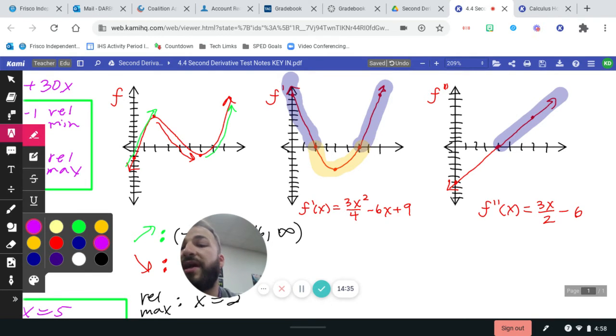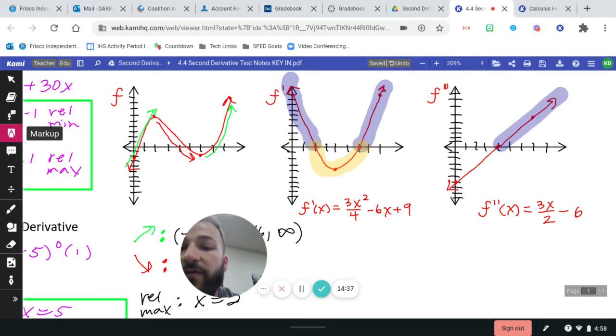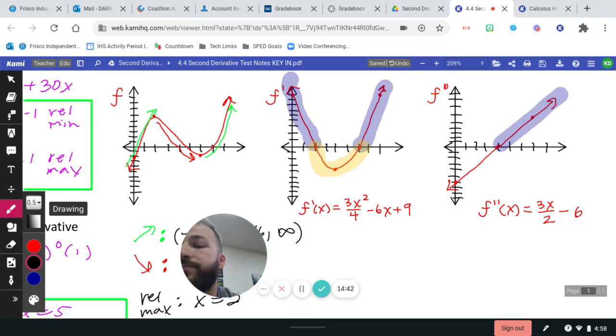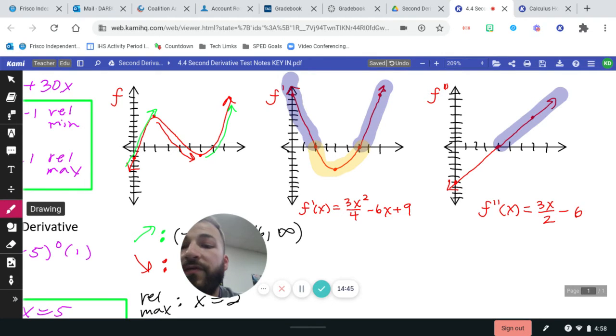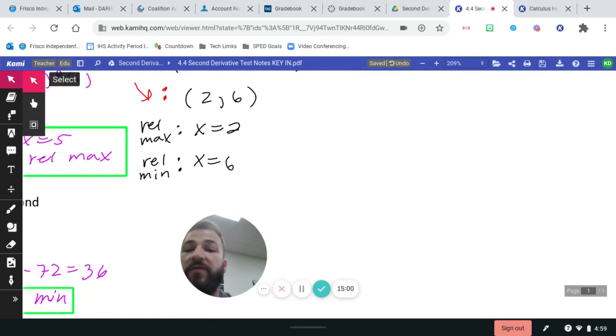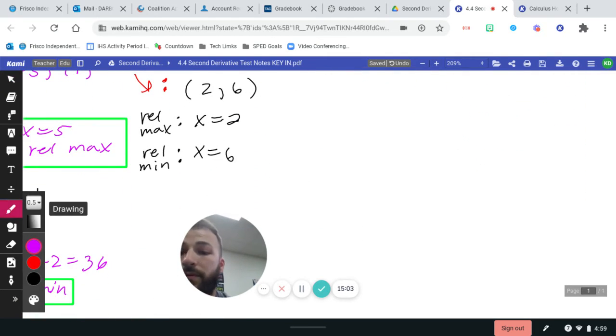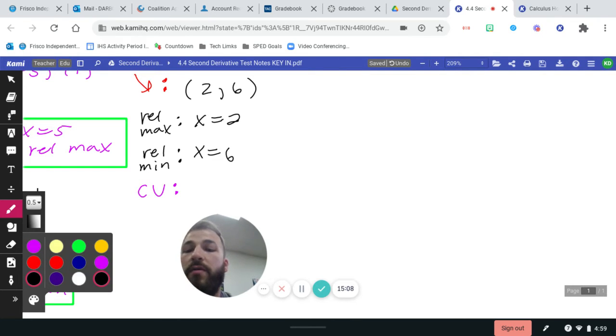f graph should be concave up from about 4 all the way around, which lines up. We can see that U shape from 4 all the way onwards, that upward U shape in our graph. Okay, so down here, the concave up interval would be from 4 to infinity.